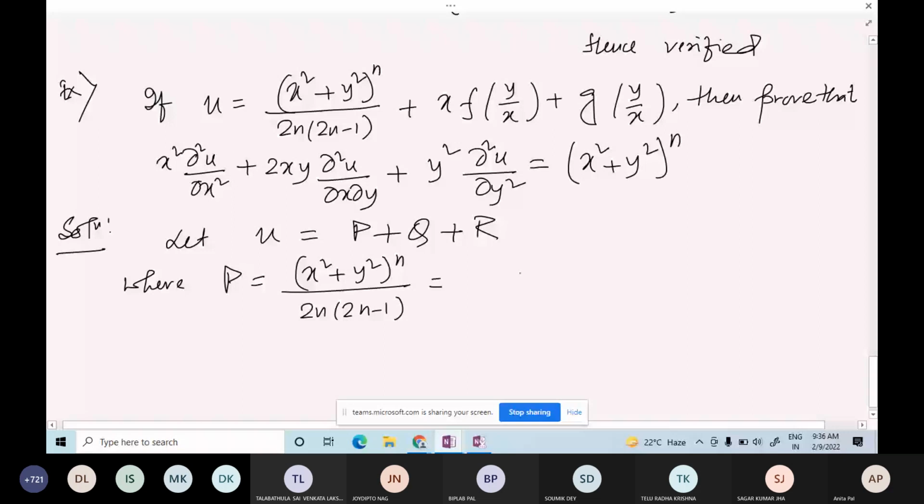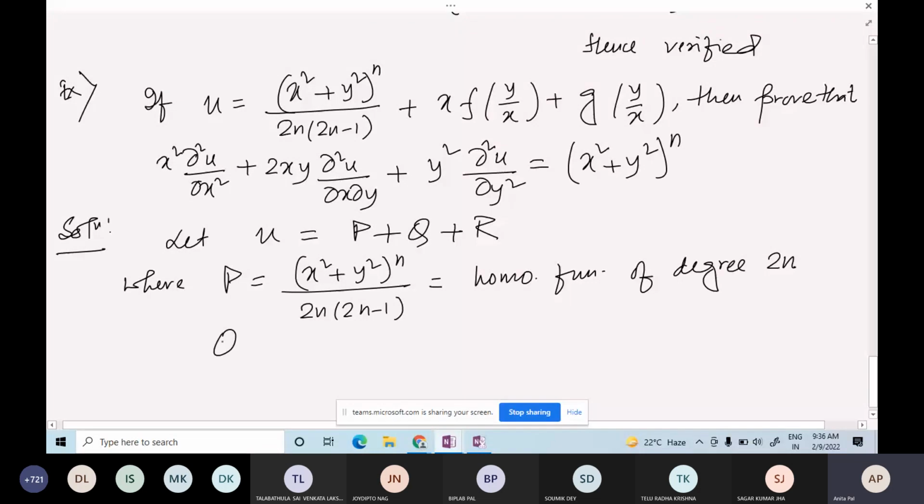Ma'am, it is homogeneous of degree 2n. It is a homogeneous function of degree 2n.